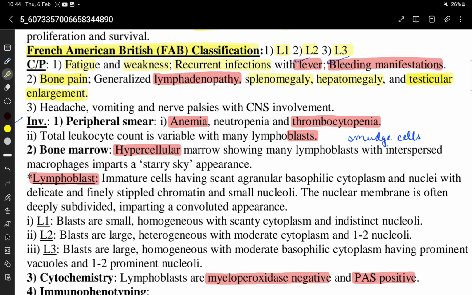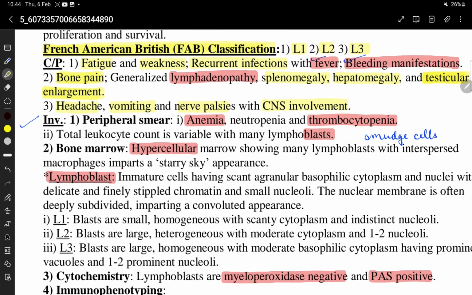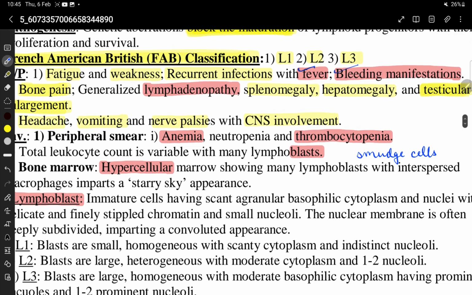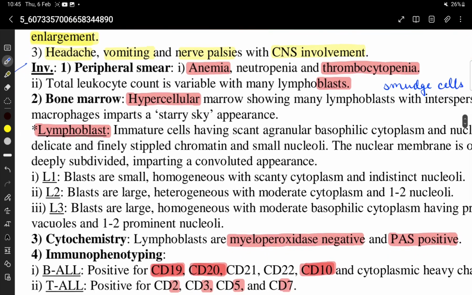Headache, vomiting, nerve palsies with CNS involvement. So the clinical presentations: recurrent infection with fever, bleeding manifestation, lymphadenopathy, splenomegaly, hepatomegaly, testicular enlargement, headache, vomiting, nerve palsies, and CNS involvement.